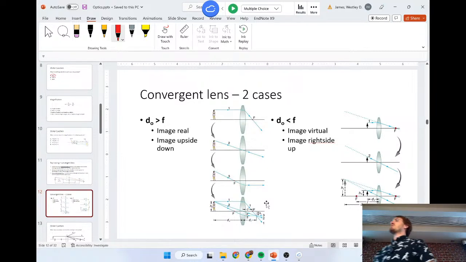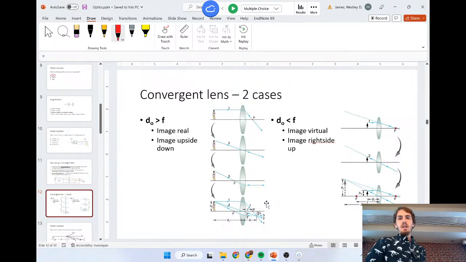You cannot project this on a screen. So when you all use a microscope, you can't put a screen out here and see the image. You can't project that. You can only see it because your eyeball is a lens that takes all those diverging rays and reconverges them to the screen at the back of your eye.